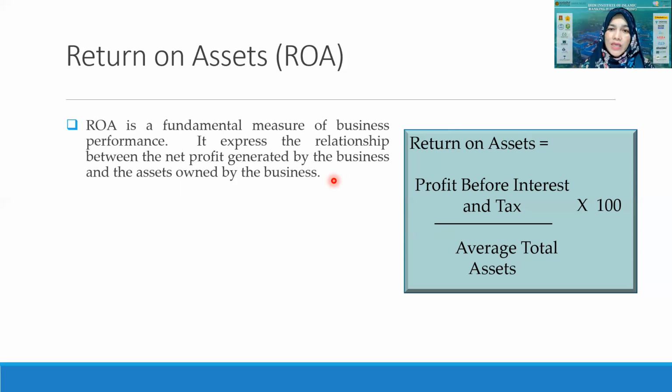So when we look at this ratio, it is actually indicating whether the company's decision to invest in assets is a wise decision or not. Every decision to buy or add assets should generate more business, more sales and more profit. So if this ratio is showing a decline, this is indicating that the decision to add the assets is not actually a wise decision.